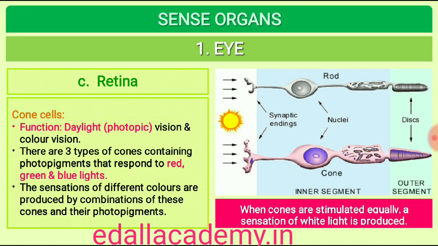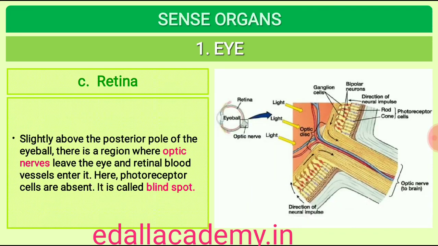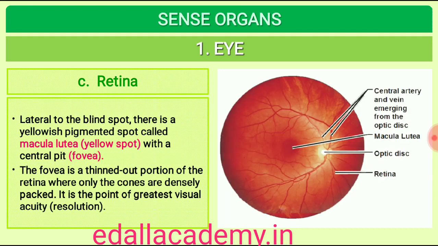The optic nerves leave the eye and the retinal blood vessels enter it at a point medial to and slightly above the posterior pole of the eyeball. Photoreceptor cells are not present in that region and hence it is called the blind spot. At the posterior pole of the eye lateral to the blind spot, there is a yellowish pigmented spot called macula lutea with a central pit called the fovea. The fovea is a thinned out portion of the retina where only the cones are densely packed. It is the point where the visual acuity, resolution, is the greatest.